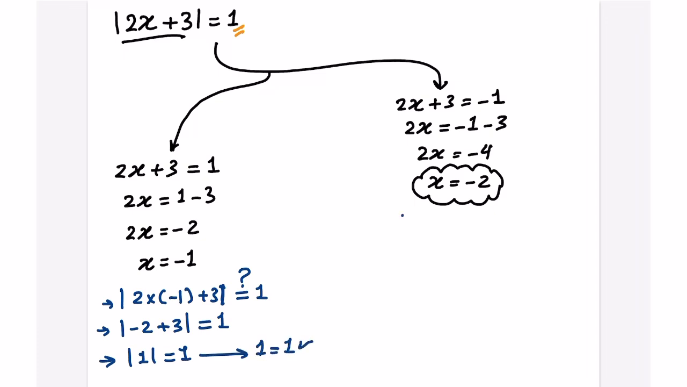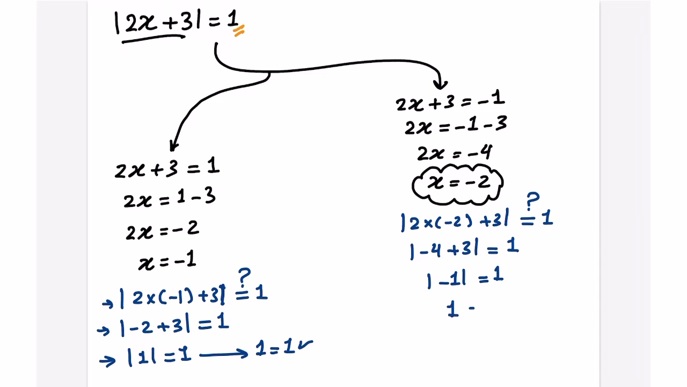Same thing for this one here. We get the absolute value of 2 times -2 plus 3. We are not sure if it's 1 or not. Same thing, we get -4 plus 3 equals 1. And we subtract, we get -1. The absolute value of -1 is 1. So in both cases, it was true. So our answer is true.